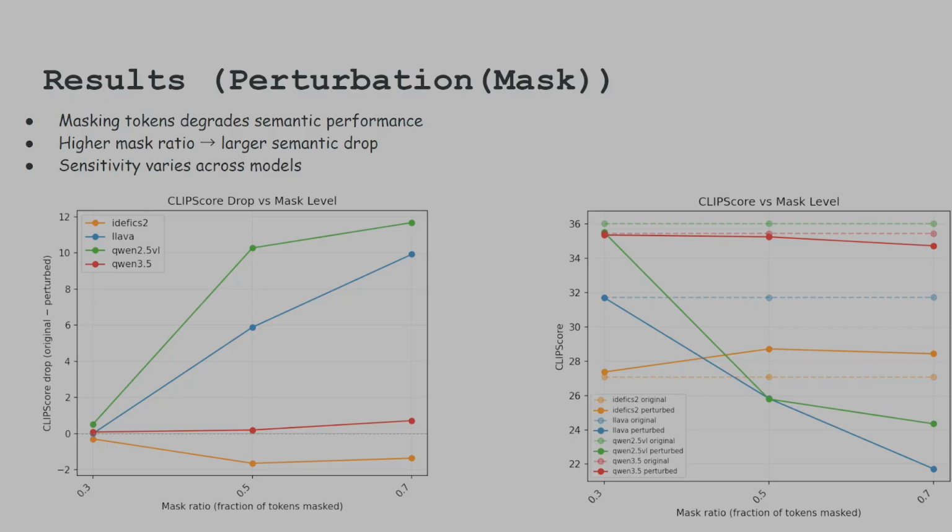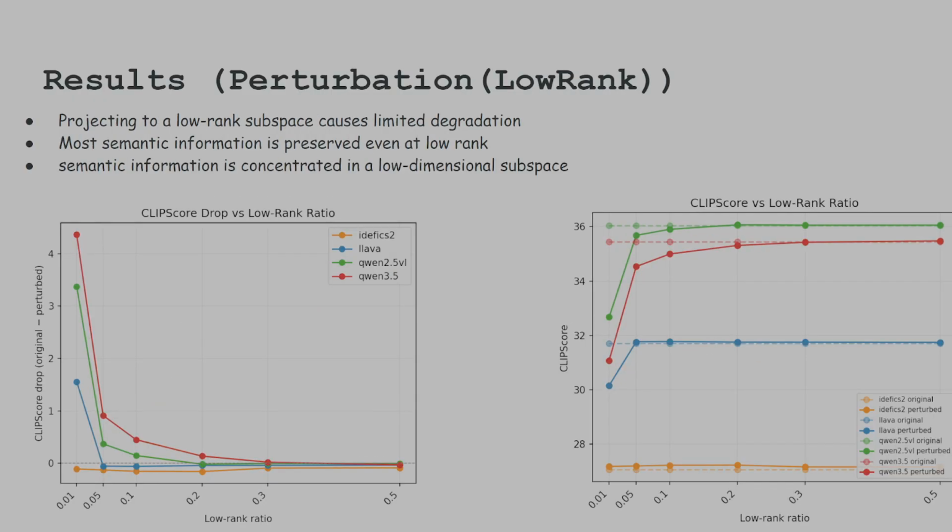This is the result of the masking. For masking, the summary is really simple. The higher the masking we use, the larger the semantic drop we have. For low rank, this is funny because as you can see in the picture, it shows us that most of the VLMs' visual information is actually stored in low-dimensional vectors. So we can use a pretty low ratio and still have pretty good semantic behavior in the end.